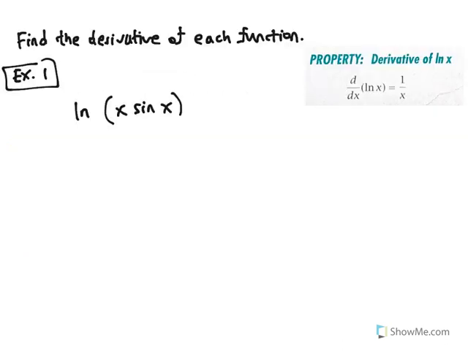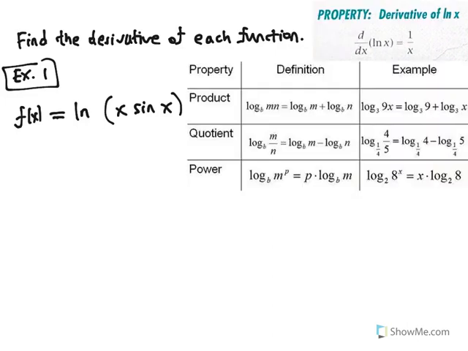We'd like to find the derivative of the function f of x is equal to the natural log of x times sine of x. Now, it would be easier for us to do this problem if we begin by rewriting our function using properties of logarithms. These are the properties of logarithms that we want to know. We begin with the product property because it is relevant for our problem.